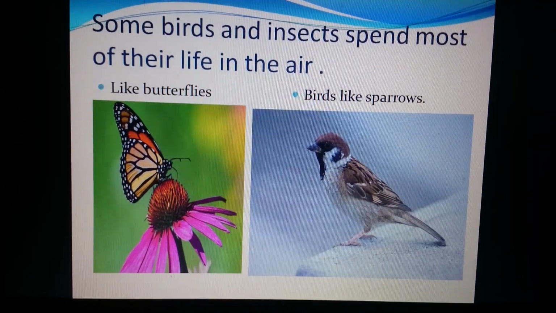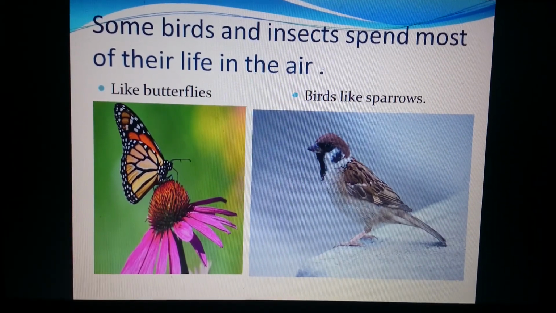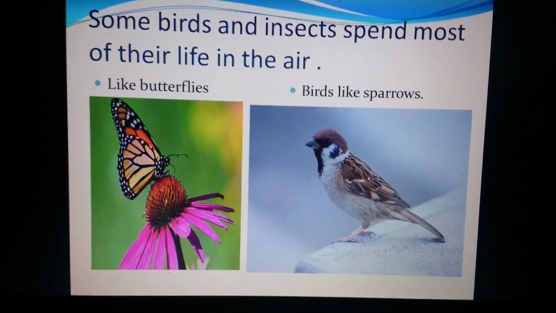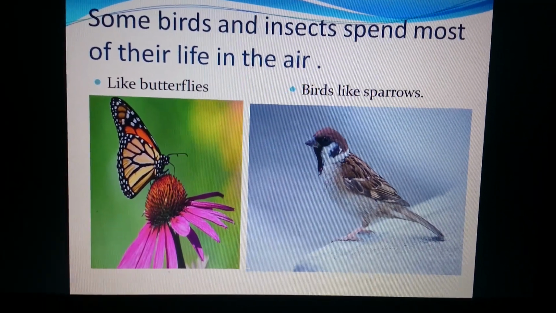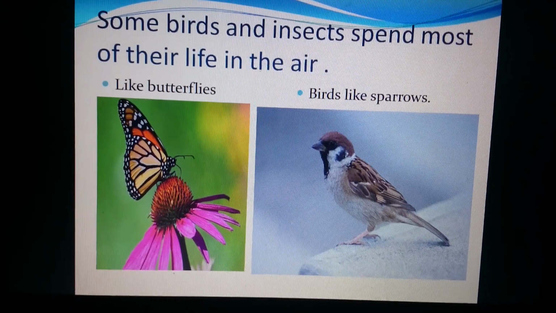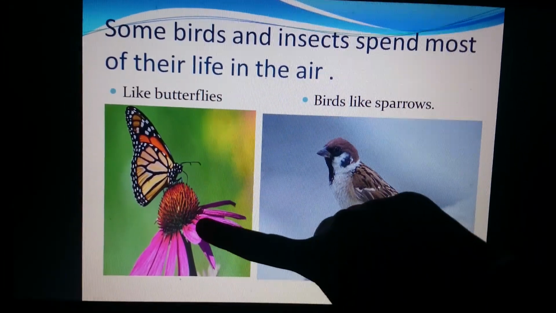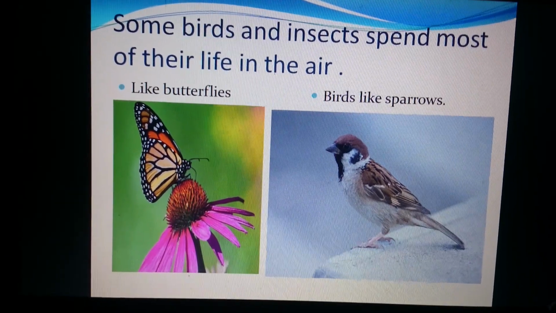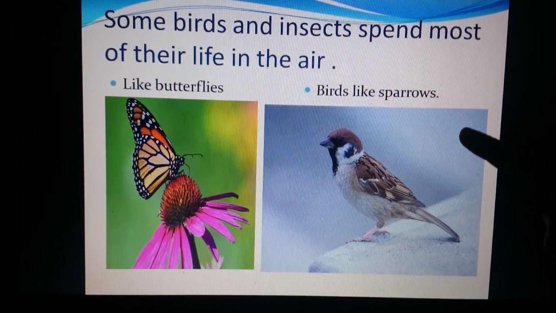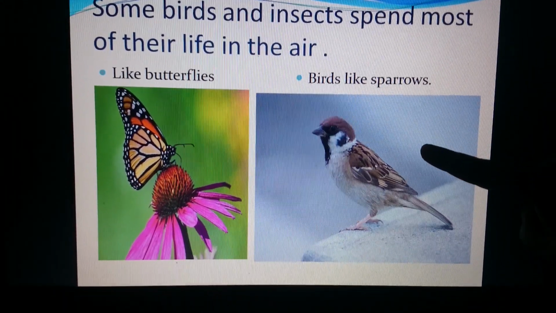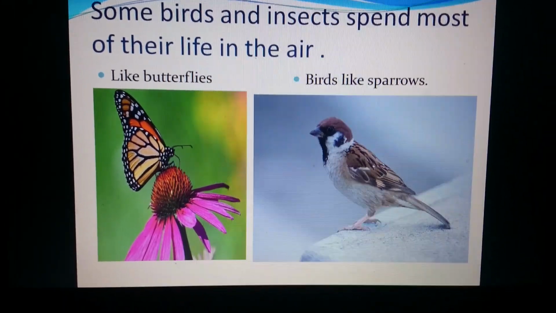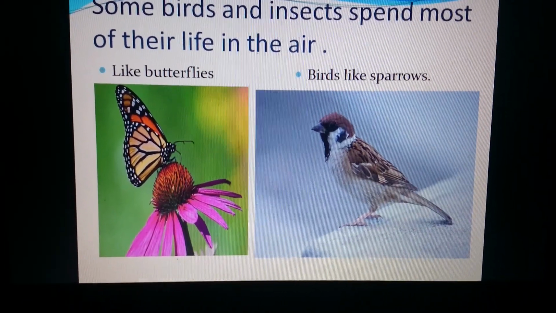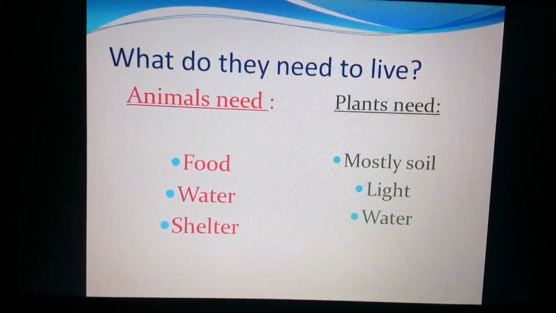And also we find some birds and insects. Most of the time you can see them flying or fluttering around in the air. For example, butterflies, as you can see in the first picture, or birds. You can also see birds flying most of the time, like sparrows. We usually see sparrows in towns and cities.